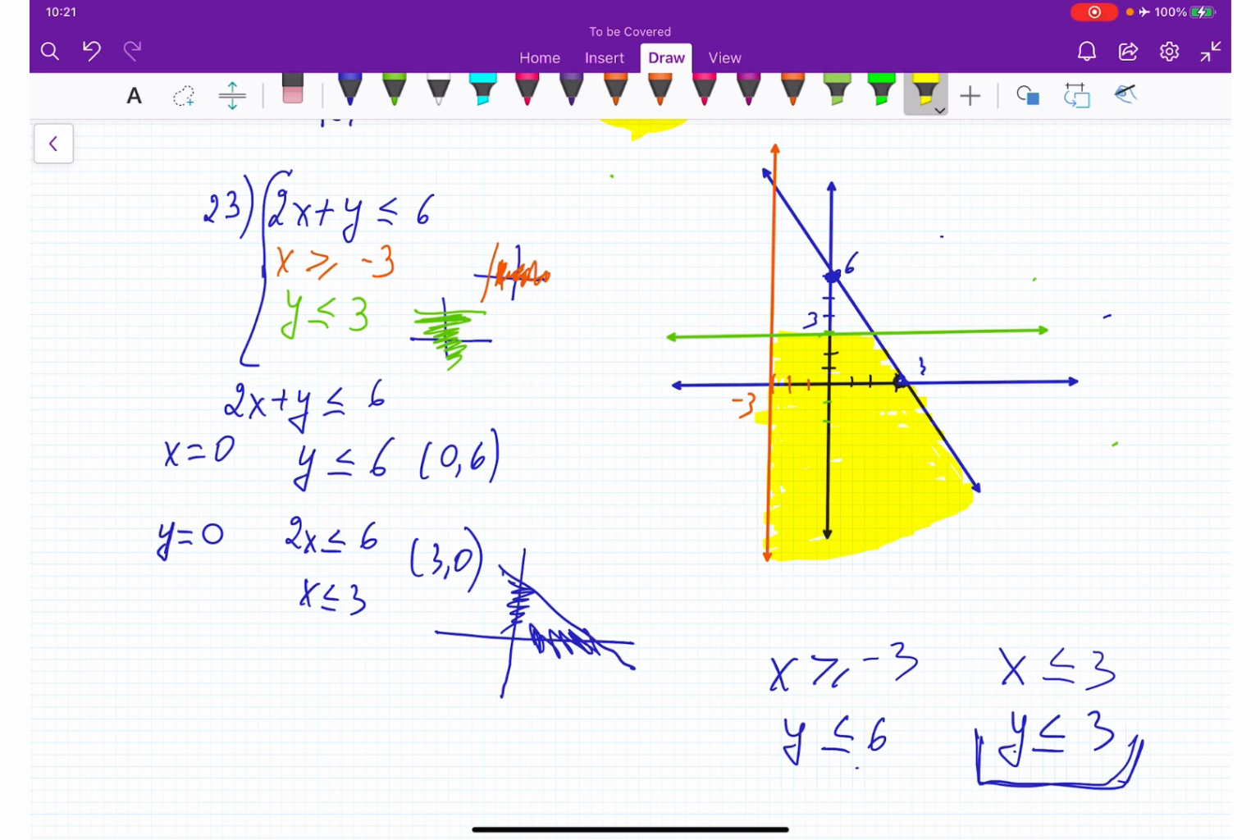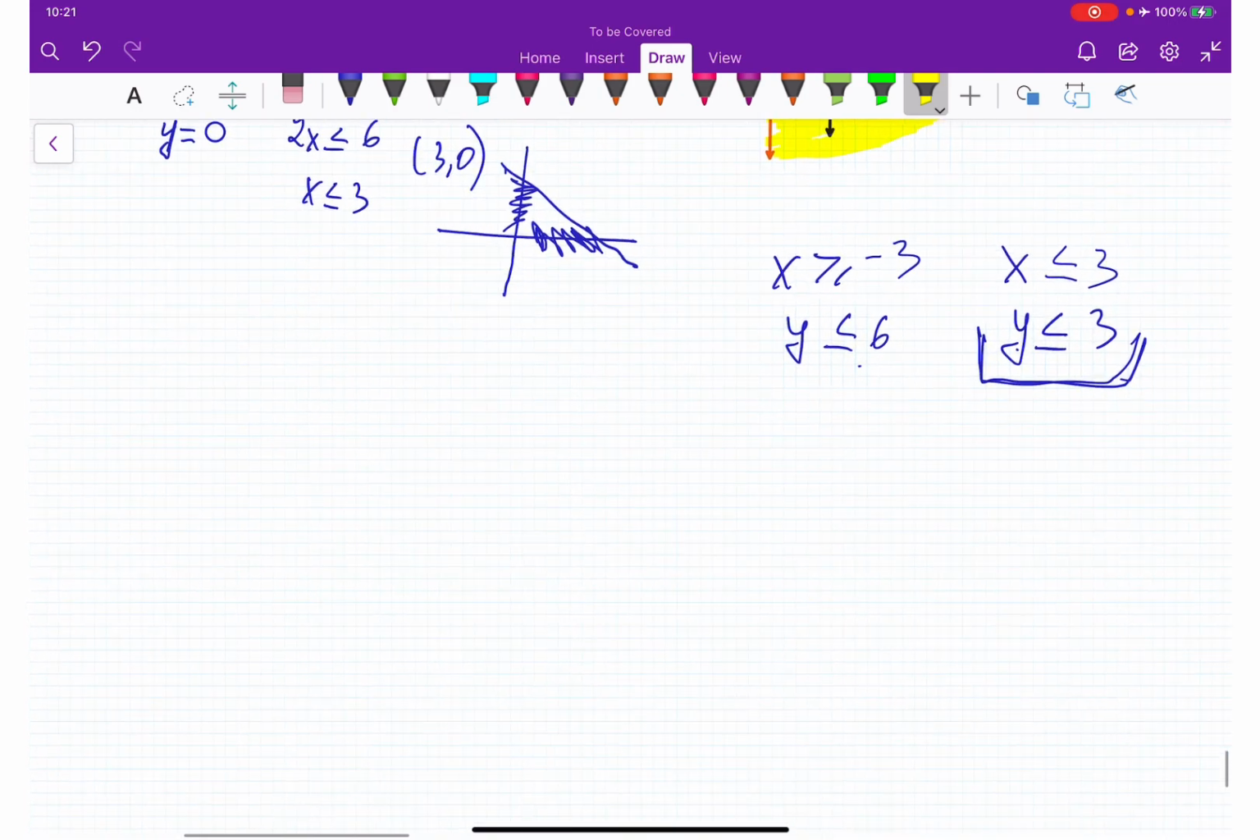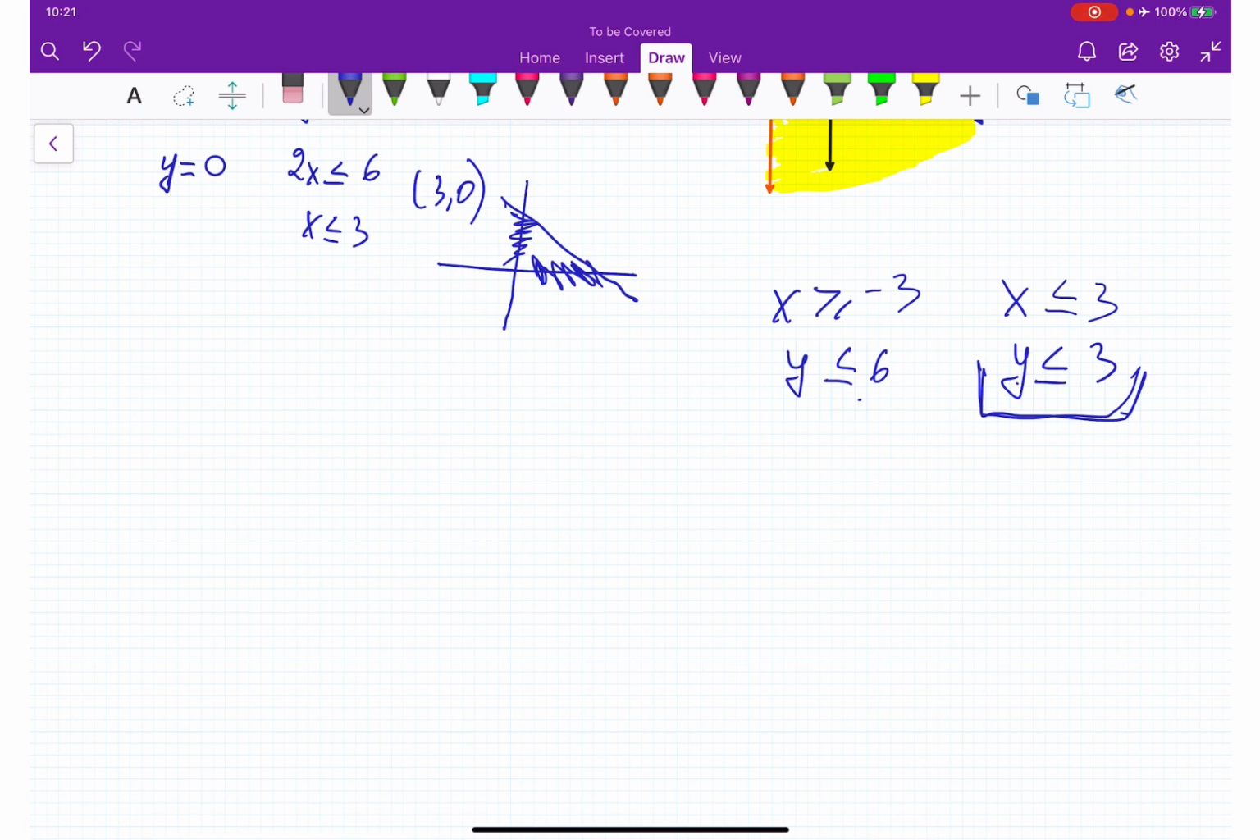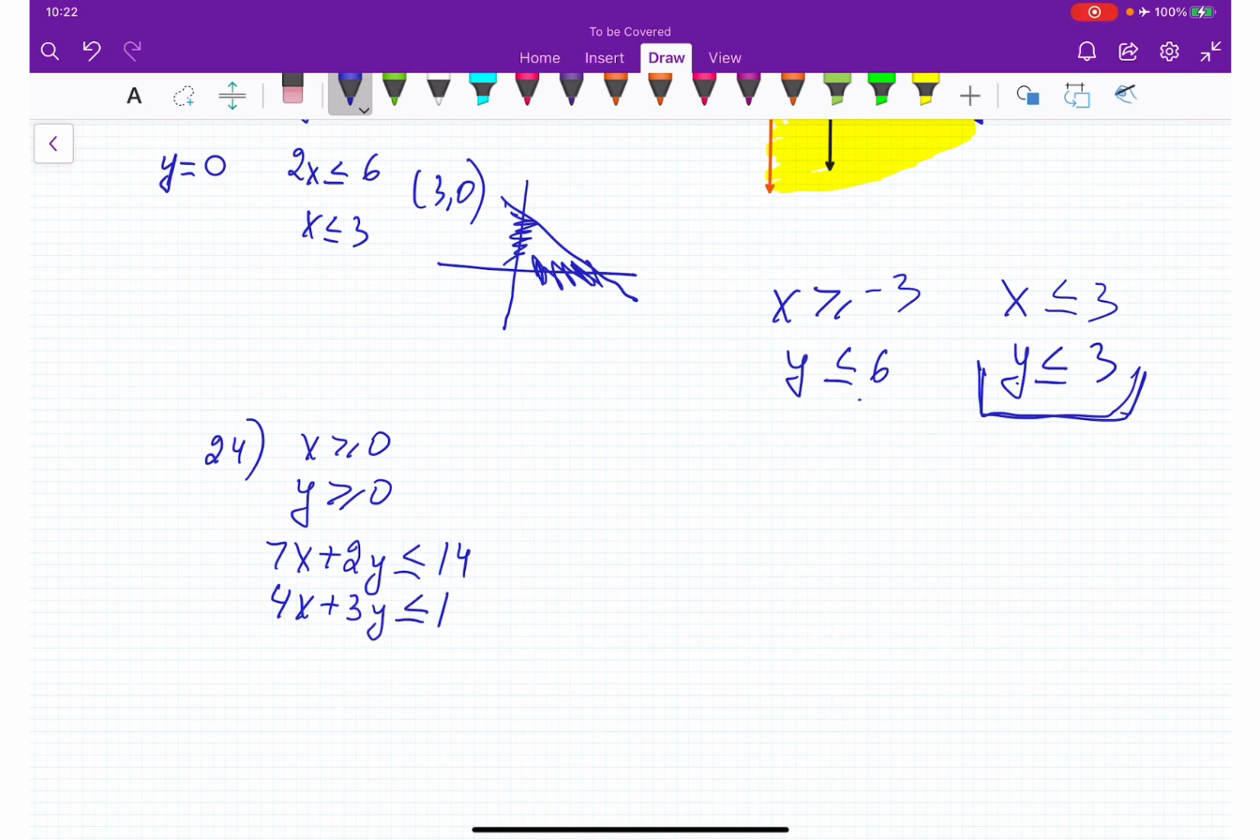Okay, and moving to the last question. Last one, we're going to do 4 inequalities. Number 24. We have x greater than or equal to 0. We have y greater than or equal to 0. And then we have 7x plus 2y less than or equal to 14. And then we have 4x plus 3y less than or equal to 12.